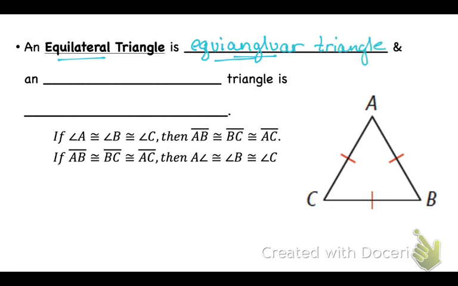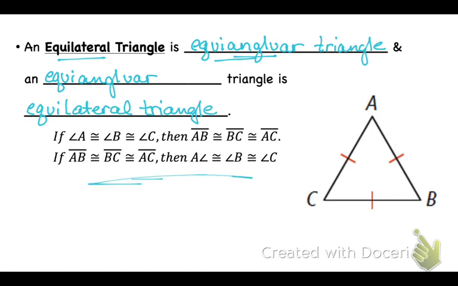And an equiangular triangle is a what? An equilateral triangle. So does this go both ways? Yes. Okay, so an equal angular triangle is an equilateral triangle. An equilateral triangle is an equal angular triangle. That's all this statement says down here.